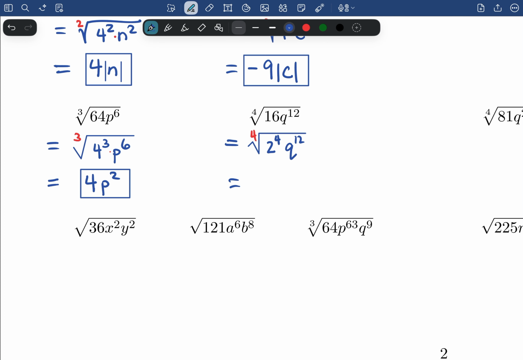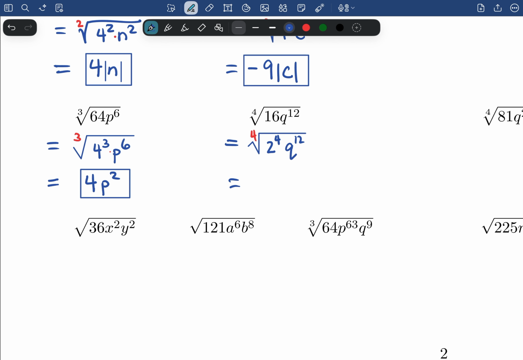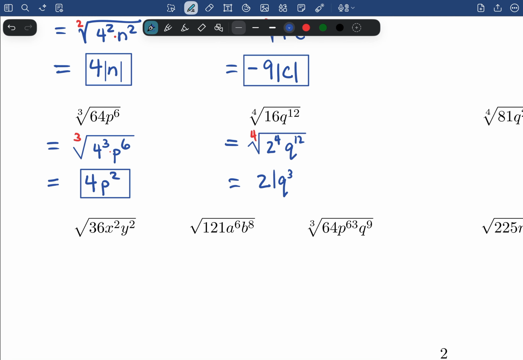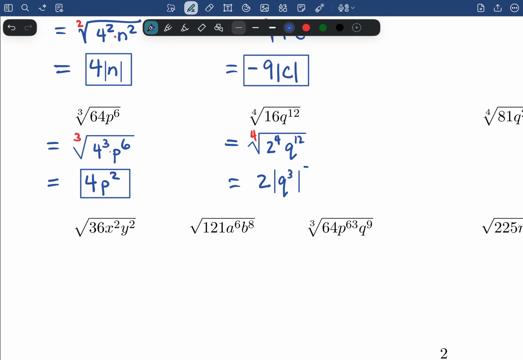But I can rewrite this as 2 to the 4 divided by 4, right? So exponent divided by index becomes 1, 2 to the first. And then q to the 12th divided by 4. 12 divided by 4 is 3, so I get q cubed. Great. Now, because I had an even index and this power that results is odd, that's when I'm going to apply an absolute value symbol to the variable, right? The number never gets the absolute value. It's always multiplied in front of the absolute value. So this is the result.